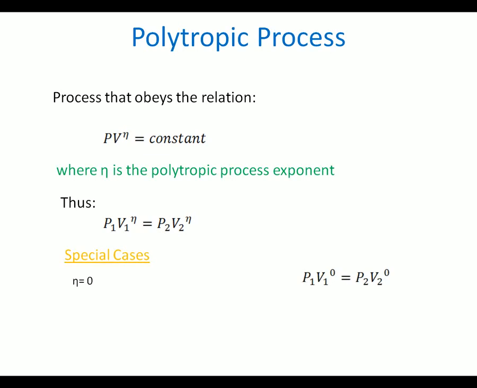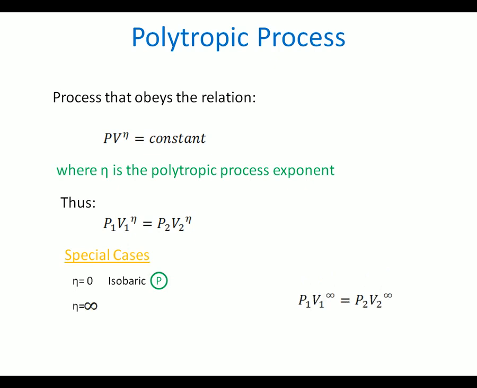If eta equals 0, then our equation becomes pressure 1 times volume 1 raised to 0 is equal to pressure 2 times volume 2 raised to 0. Anything raised to the 0 power is always going to be just 1. So this equation simplifies down to pressure 1 is equal to pressure 2. If pressure 1 is equal to pressure 2 during a process, we have a special phrase for that. We call it isobaric, which means that it is constant pressure during that process. So if eta is equal to 0, that is a polytropic process which is isobaric.